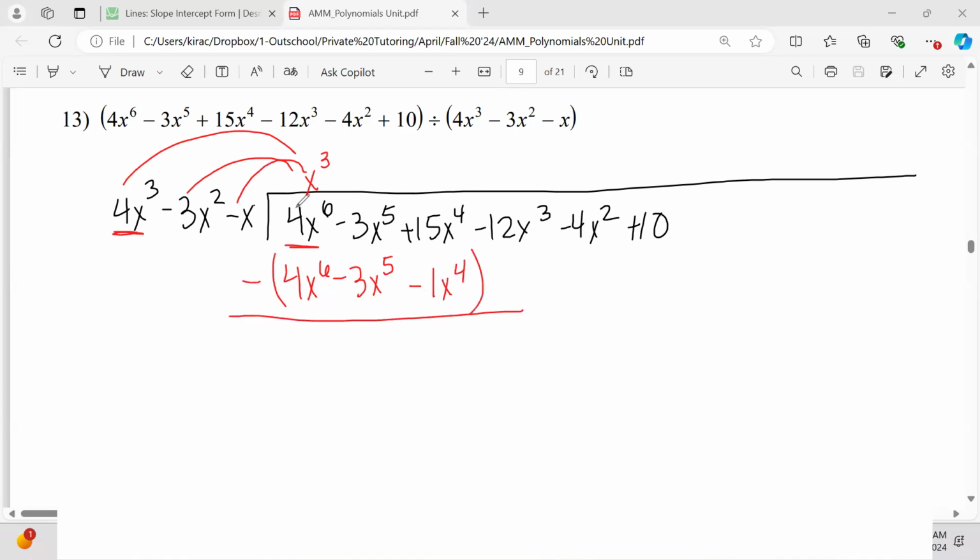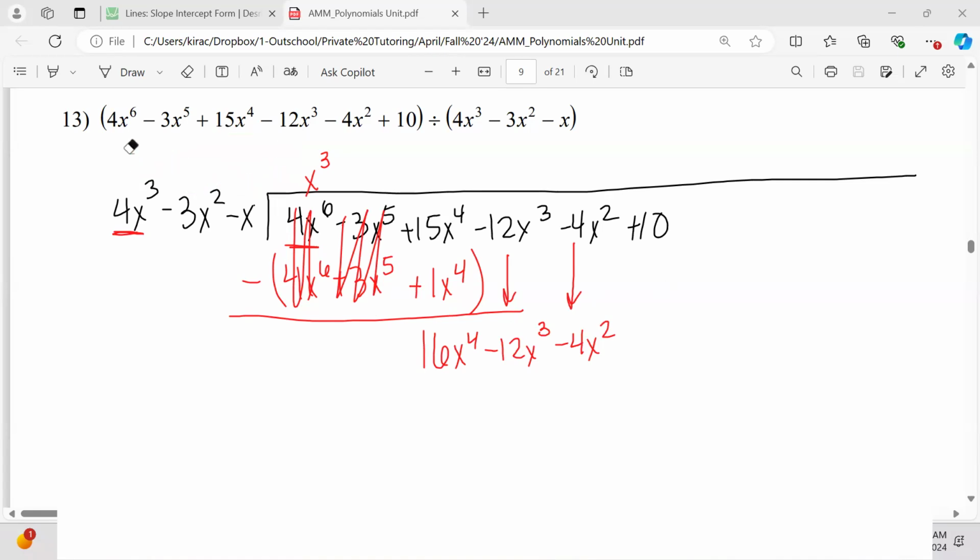Subtract straight down. First thing is gone. -3 minus -3. So that's a plus. So that's -3 plus 3. So he's gone as well. 15 minus minus. So that's a plus. And that'll be 16. Drop down. And then we're probably going to have to drop down that guy as well so that everybody has a partner to line up with. You'll see what I mean once we do the next step.